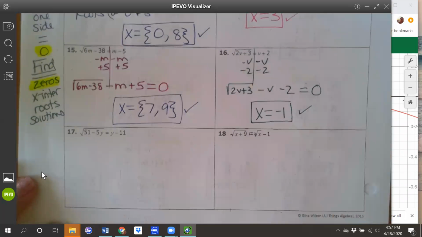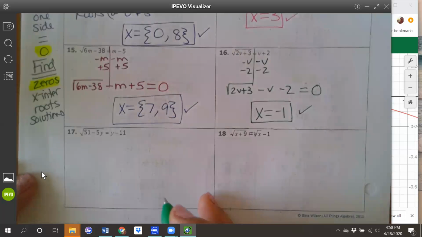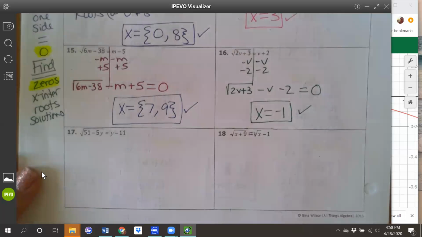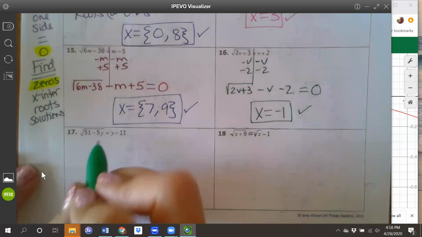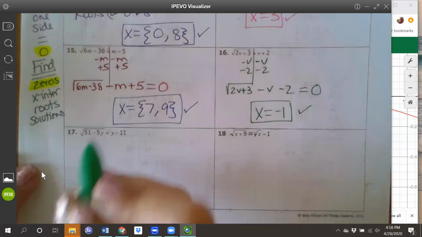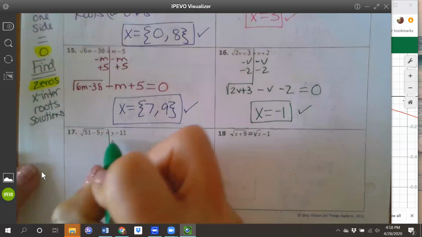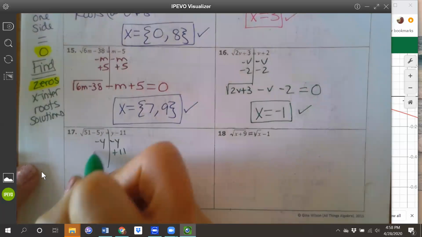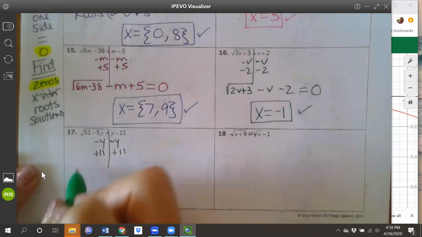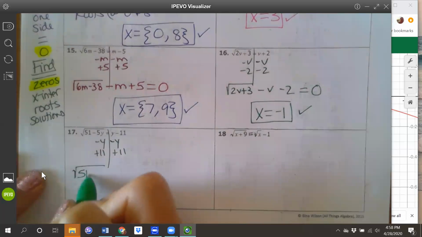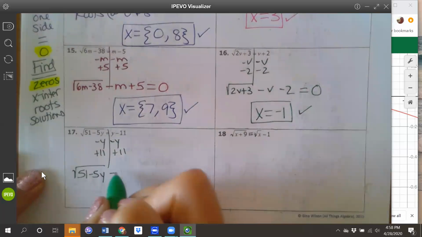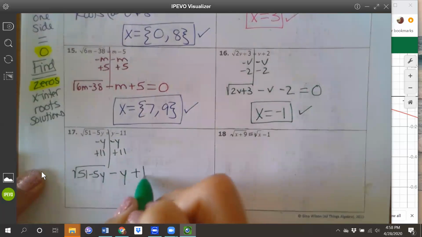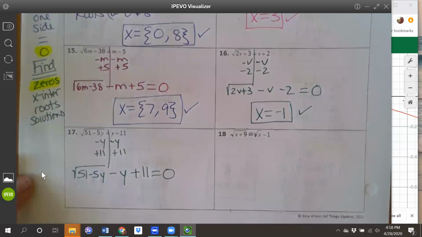All right, last two. If you haven't paused me and then moved ahead, you should probably do that right now. I'll just finish these up on Desmos. That's what most of you have at home. So I need to subtract y on both sides, and I need to add 11 on both sides. So that's going to be the square root of 51 minus 5y minus y plus 11 is equal to 0.